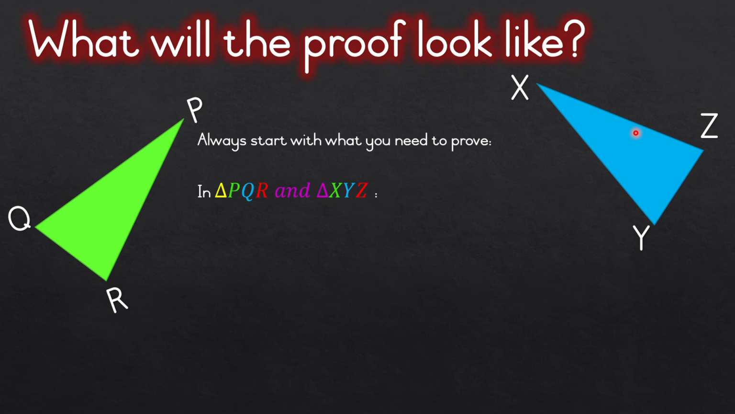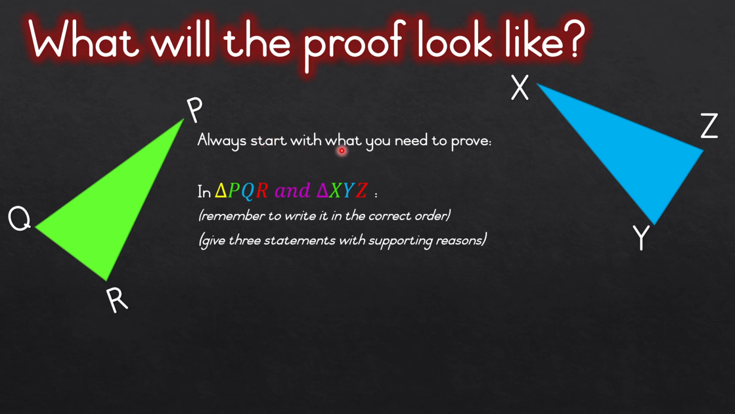Well, what about these 2 triangles? The important part is you have to write this statement in the order that they need your answer to be. So look at the question and then you write down this. You can't write down PQR and then ZXY because then you are proving the wrong angles equal to each other. So then after that you have to give 3 statements with supporting reasons.